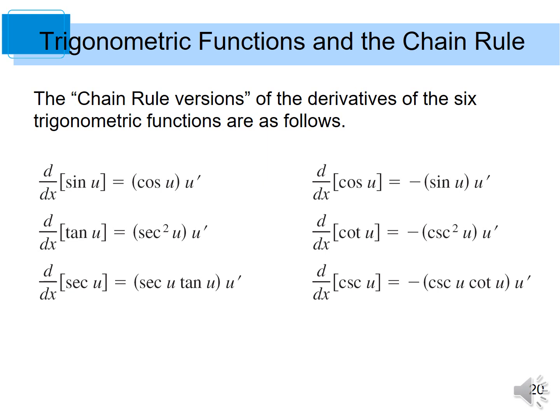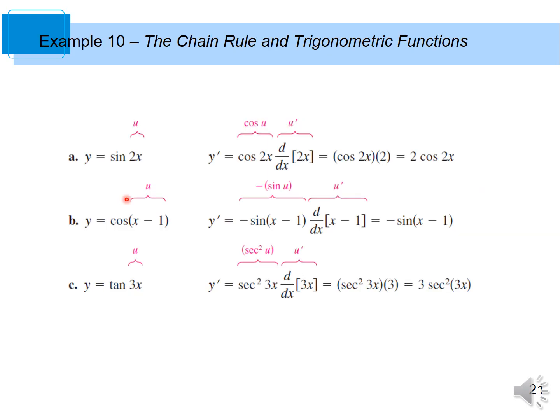Now look at trigonometric functions and the chain rule. Differentiate sine u with respect to x will equal cosine u times u prime, where u is the inner function. Look at the first example, y equal to sine 2x. The general function is y equal to sine x, but now we have y equal to sine 2x.